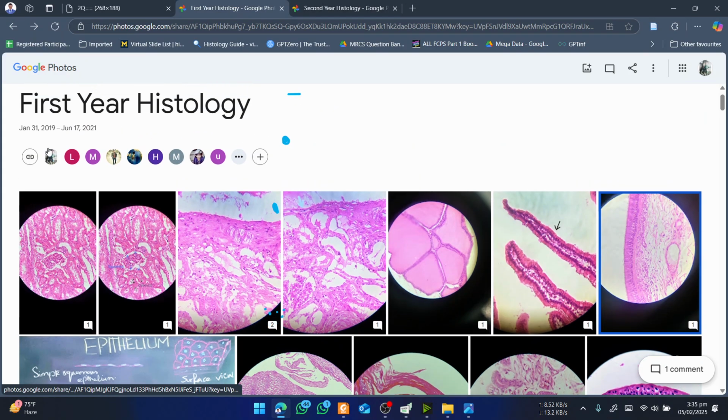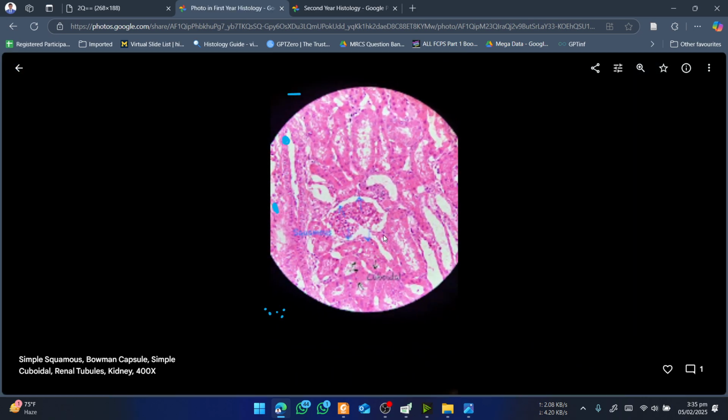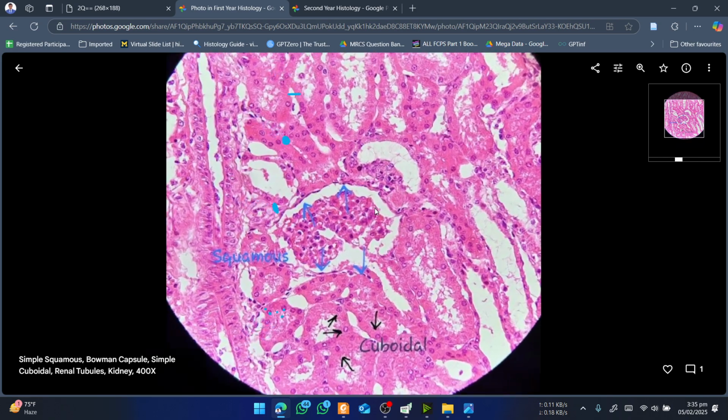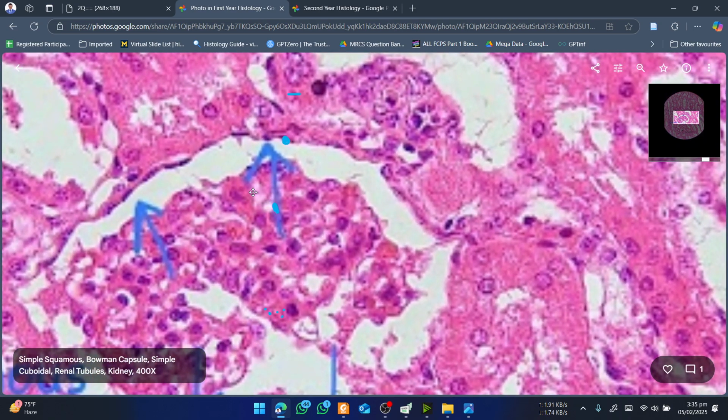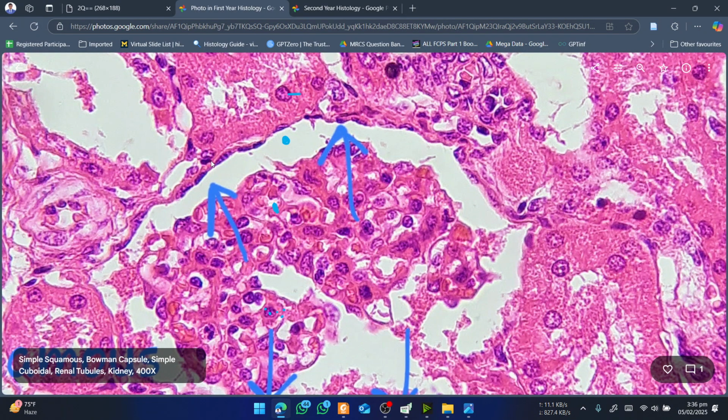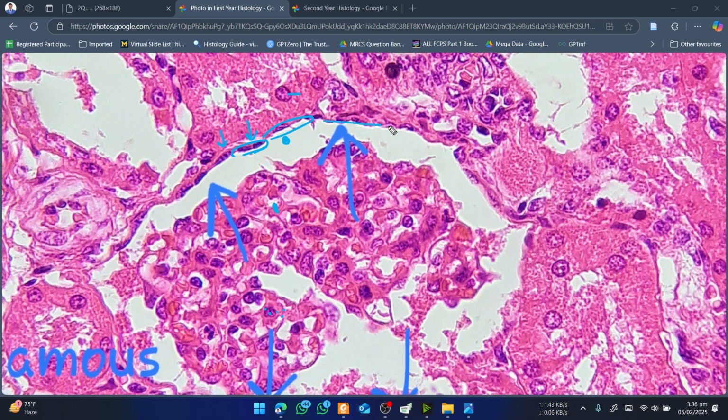So here is the picture of simple squamous. Simple squamous is a very tricky picture because in a single picture it is very difficult to make out. So these are the simple squamous cells, the ones being shown right here. These are the flat nuclei. This is a single cell, this is another cell, and so on. So this whole line is the simple squamous epithelium.